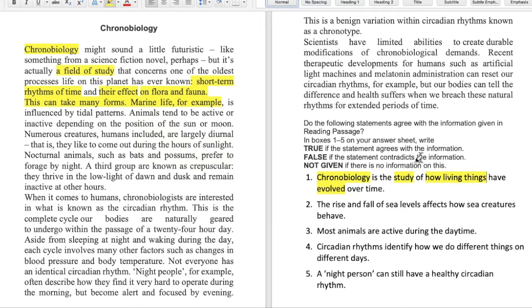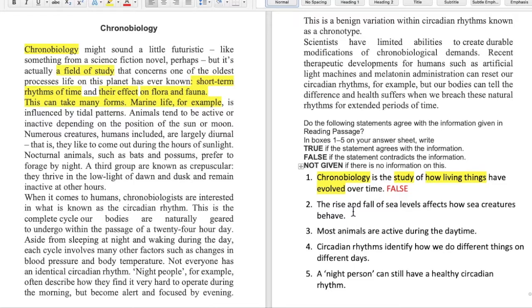Flora and fauna is nothing but living things. Study is there, but in the passage it says that it is a field of study that concerns short-term rhythms of time and their effect on flora and fauna. And here it says study of how living things have evolved over time. So does the passage say that it is the study of how living things have evolved over time? No. It says what is the short-term rhythms of time and what has been the effect on flora and fauna. So we are going to mark this as false.